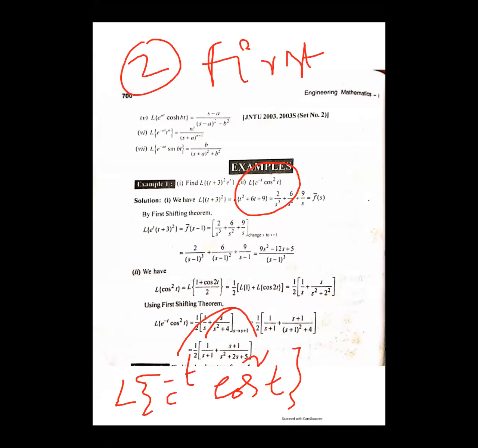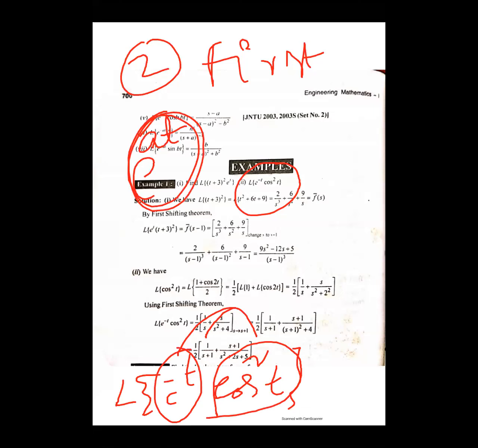How to identify the first shifting theorem? The function left side or right side, one multiple is e power at. మనకున్న ఫంక్షన్ లో ఒక మల్టిపుల్ అనేది ఖచ్చితంగా e power at ఫార్మేట్ అయి ఉండాలి. రిమైనింగ్ ఫంక్షన్ ఏదైనా అవ్వచ్చు. One is compulsory e power at function and second one is another function.